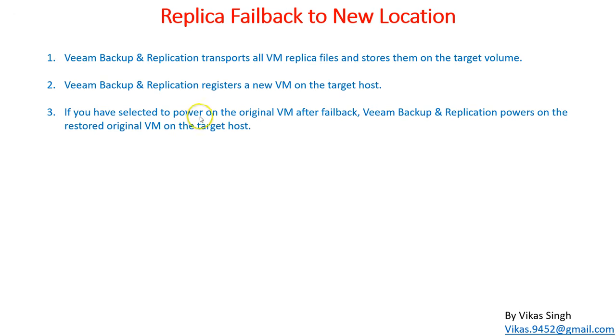And if you selected the option to power on the virtual machine after failback, Veeam Backup and Replication powers on the restored virtual machine on the target host. So it simply transfers all the files to the target volume, then adds that virtual machine on the target, and then powers on the virtual machine. So it's 3 steps, very simple.